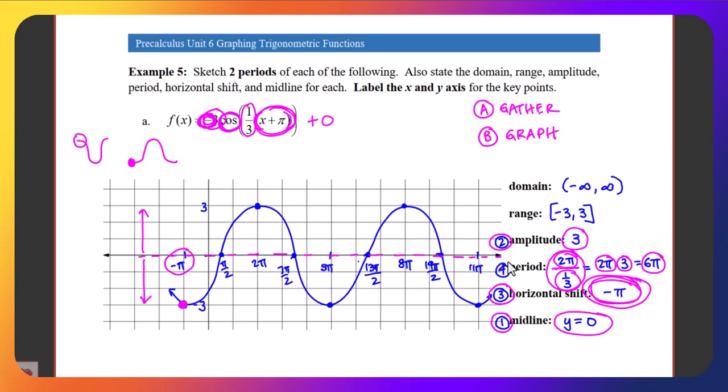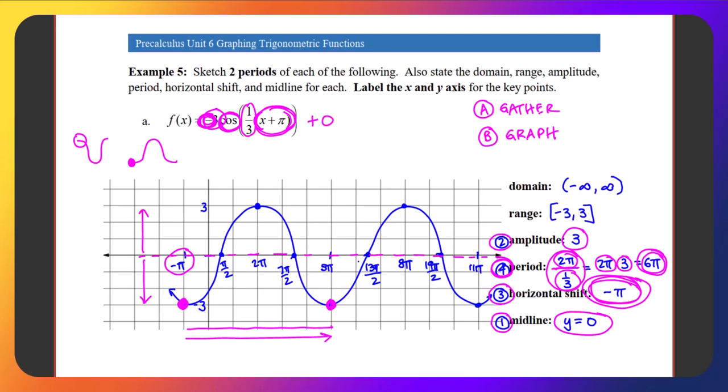And then my period, the fourth thing I'm going to graph, is 6 pi, so this is 1 pi, 2 pi, 3 pi, 4 pi, 5 pi, 6 pi. It starts and ends at the same place, 6 boxes or 6 pi away.